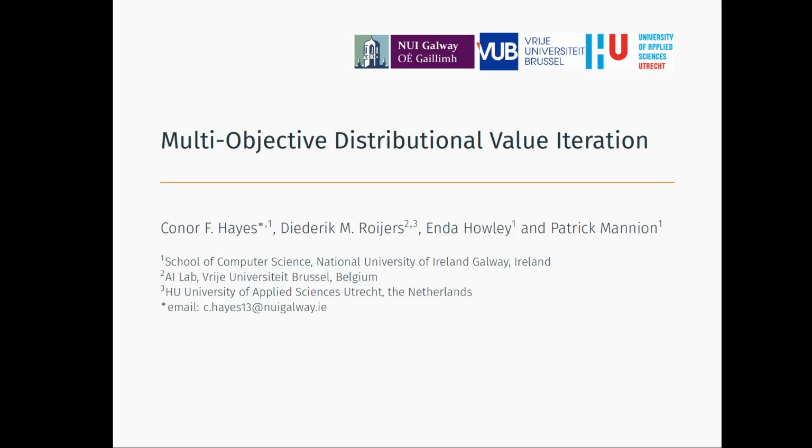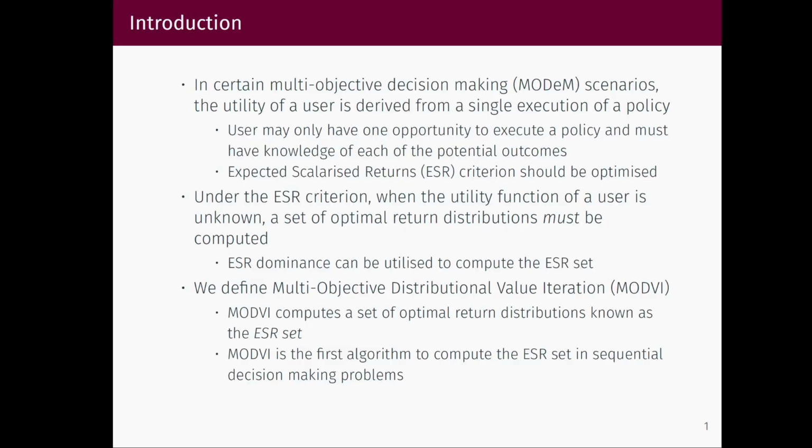Welcome to our talk on our paper entitled Multi-Objective Distributional Value Iteration. In this paper, we consider multi-objective decision-making scenarios where the utility of a user is derived from a single execution of a policy. In such settings, a user may only have one opportunity to execute a policy, and therefore they must have knowledge of each of the potential outcomes a policy may have. In this case, the expected scalarized returns criterion should be optimized.